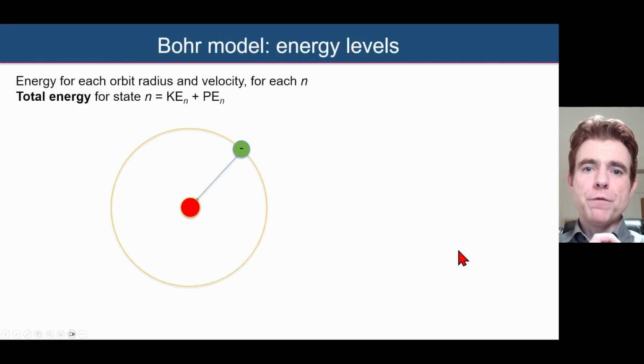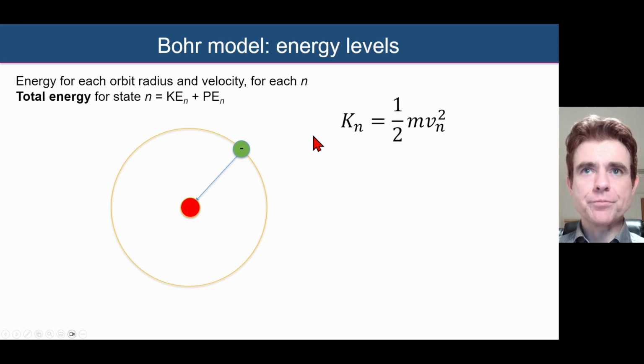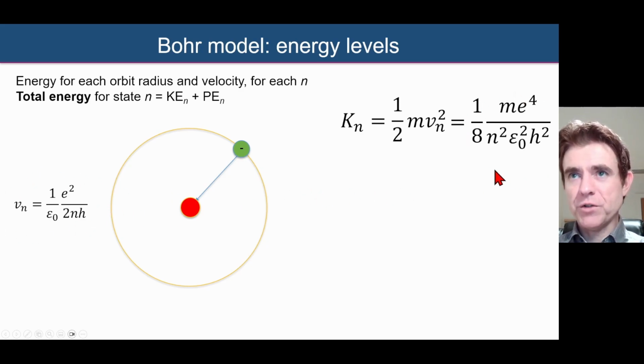Okay, now finally let's move on to getting the energy of these orbiting electrons. The total energy for the atom in state n is given by the kinetic energy of the electron plus the potential energy of the electron. We know kinetic energy is half mv squared. We've already got an expression for the velocity on the earlier slide, which can be found from those equations that I wrote down, and there's Vn there. If we substitute that in, we get this expression for the kinetic energy.